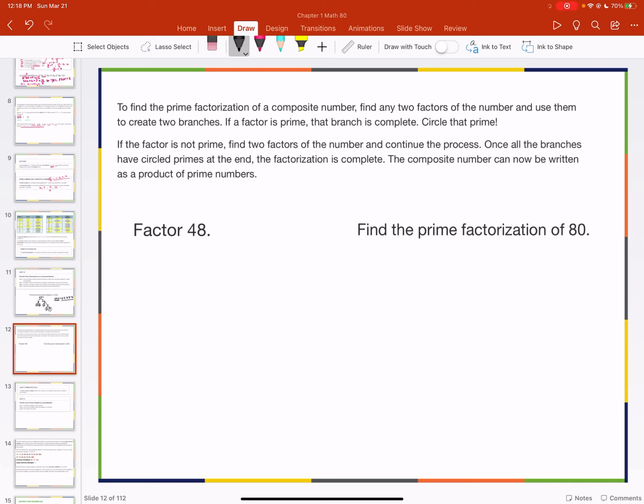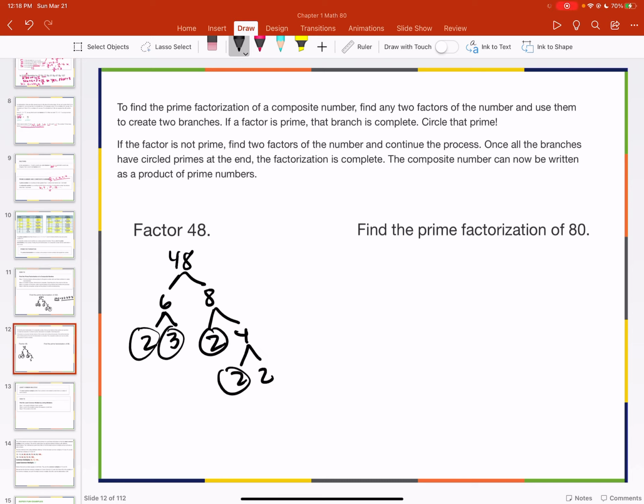Okay, so let's continue. Let's do another one. So 48, 6 times 8. 6 factors into 2 times 3, and that's the primes. 8 is 2 times 4, and then 4 is 2 times 2. Okay, so 48 is 2 times itself 4 times, and then 3.